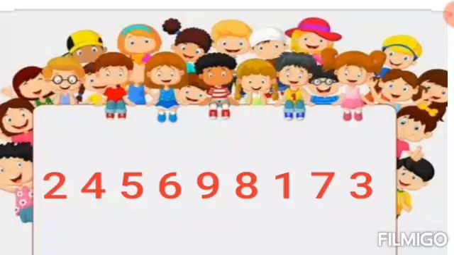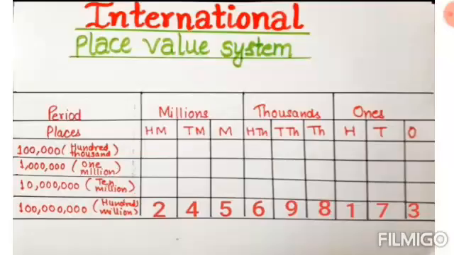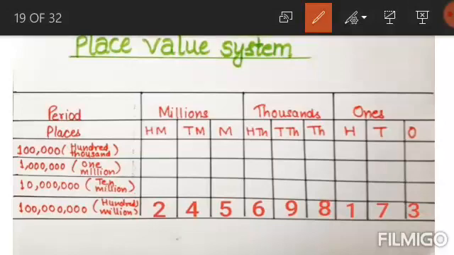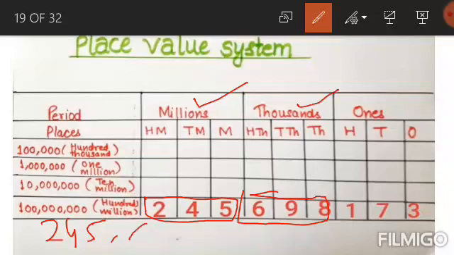So here 9 digits are given again: 2, 4, 5, 6, 9, 8, 1, 7, 3. After arranging the number into the international place value system, we read and write it as 245 million. We put a comma after every period, then 698,000, and the last one, 173. Like this.